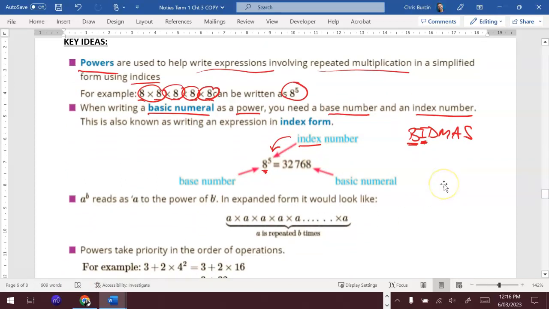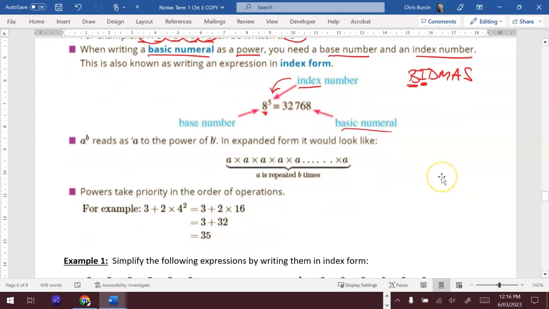And then the basic numeral is what you get when you've evaluated it. So 8 times 8 times 8 times 8, how many 8s are there? 5 8s, will give us quite a large number, 32,768.